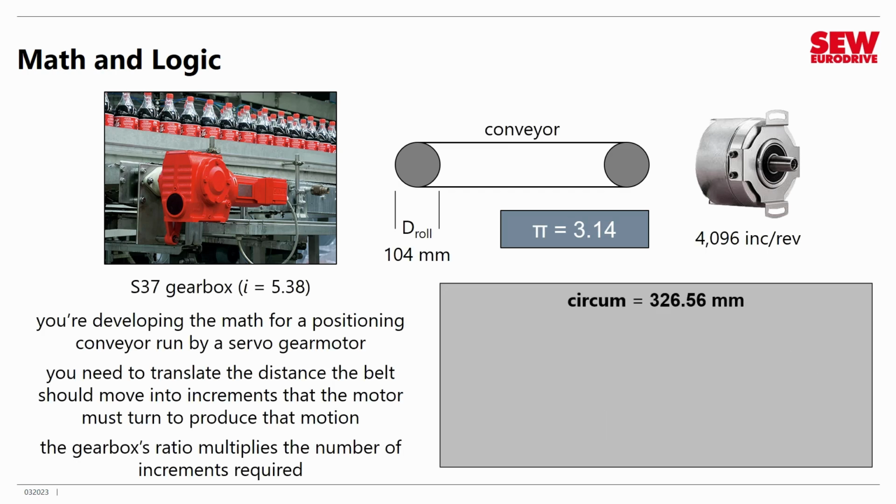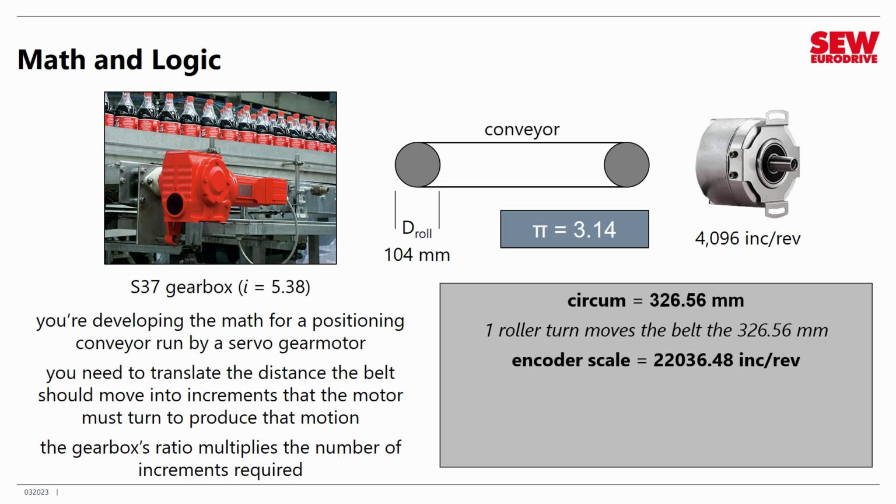Let's look at the actual numbers. All right, we can calculate the circumference of the roller here. It's 104 millimeters times 3.14. That's 326.56. So that is the linear distance one rotation of the roller will move. So the belt's going to move that amount if we turn that roller one rotation.